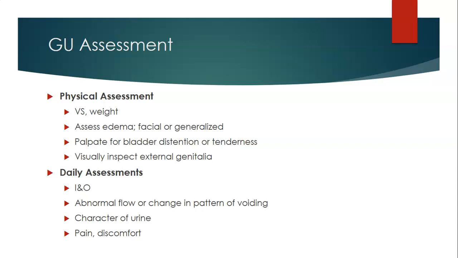And then daily assessments are going to include I&O, of course, abnormal flow or change in pattern of voiding. That will be very important if someone is all of a sudden voiding very frequently when they never have before, or all of a sudden having a lot of pain upon urination, or is all of a sudden experiencing retention. And then, of course, our characteristics of urine. Not supposed to be character of urine. That sounds like a really bad Hamlet character. Characteristics of urine, so my apologies for that. And then finally, any pain or discomfort that they might be experiencing, either in general if they're having flank or kidney pain, if they're having bladder pain, or if they're having pain upon urination.